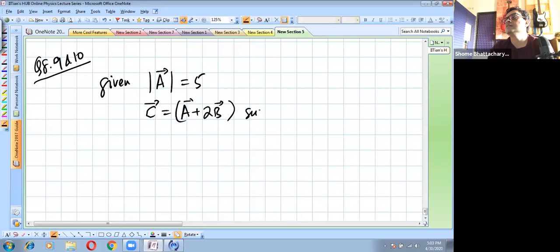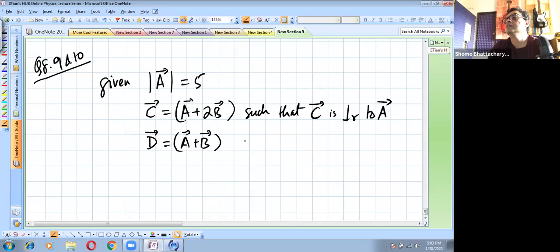is such that C is perpendicular to A. Okay. And then another thing given to us is that the vector D, which is just the resultant of A and B. Now this is such that the magnitude of the vector D is also equal to 5.